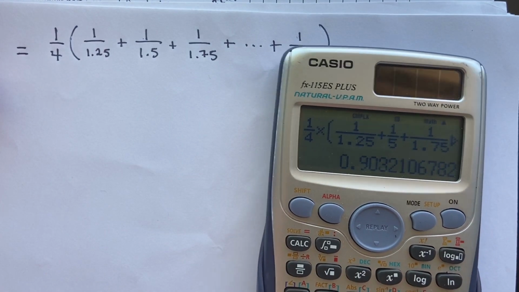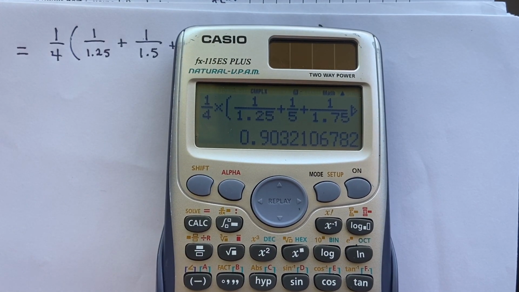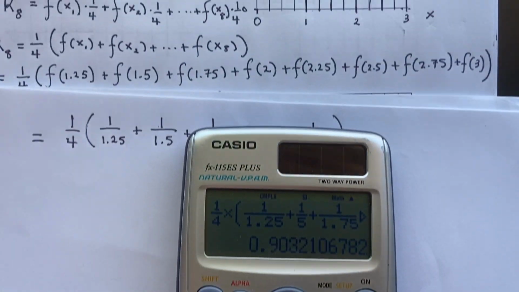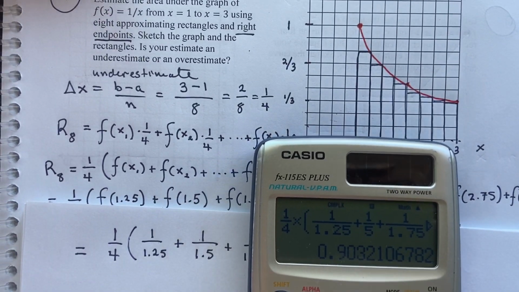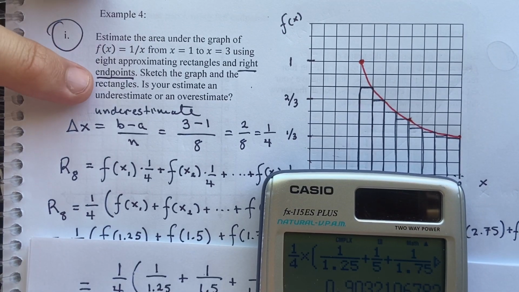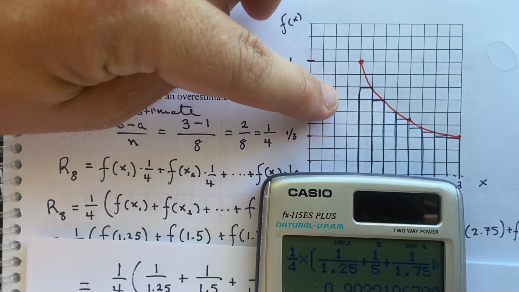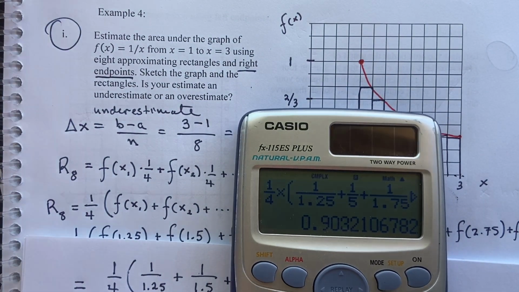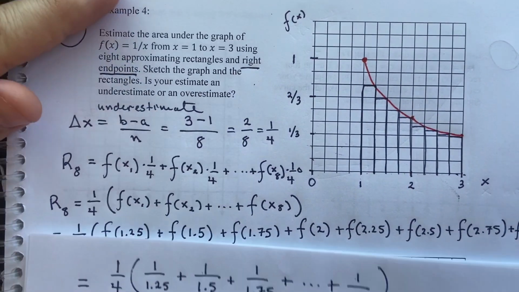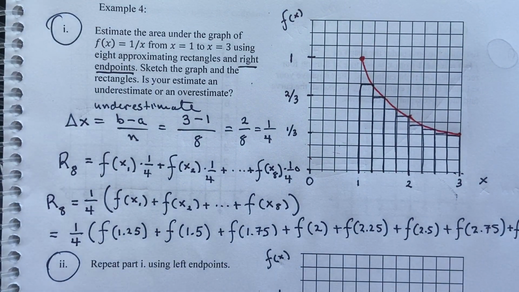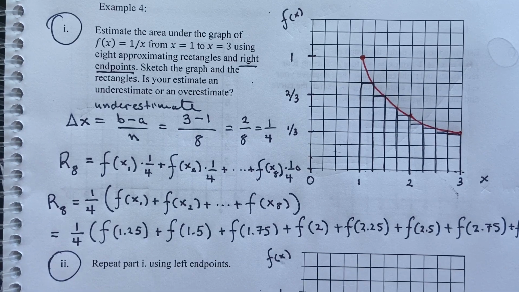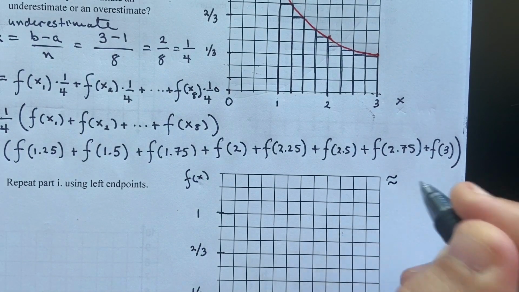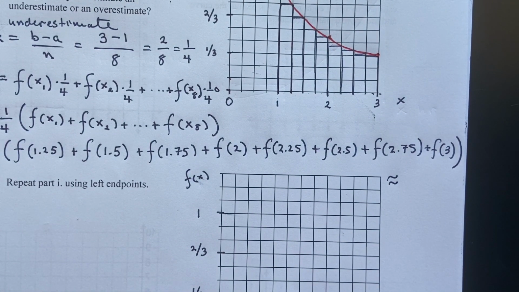Okay, so I got about this. Okay, so that was my, just to be clear about what that number is, that's my underestimate of the area under this curve from 1 to 3 using 8 approximating rectangles. So I'll round that to 4 decimal places. It's an estimate after all anyways. So on the calculator it was about 0.9032.